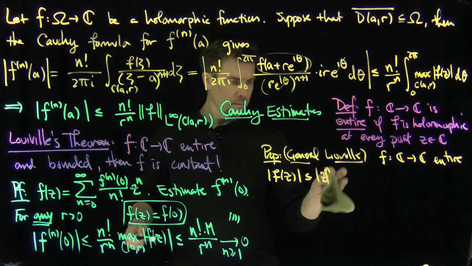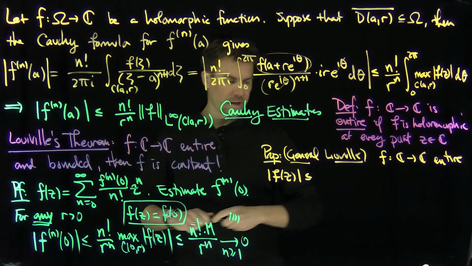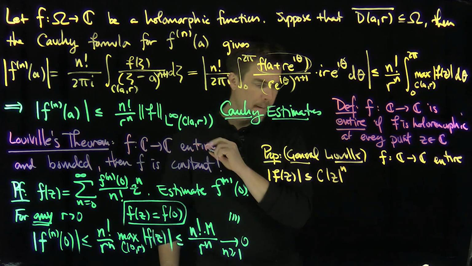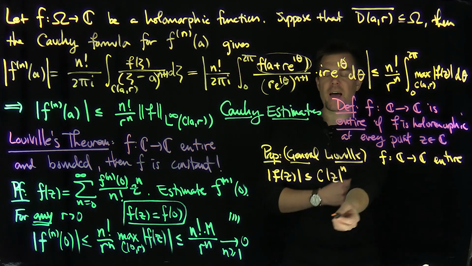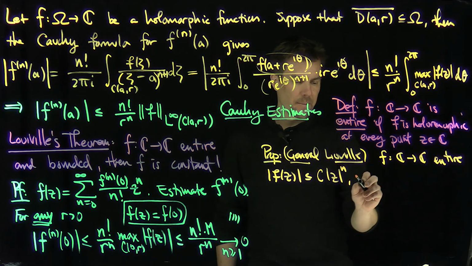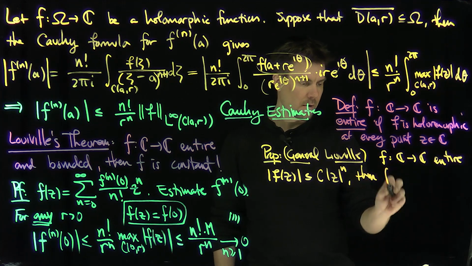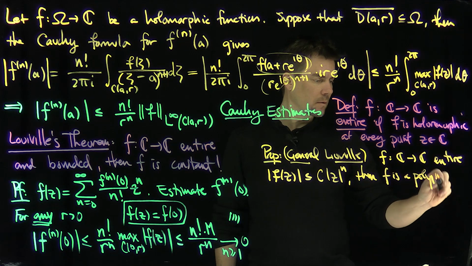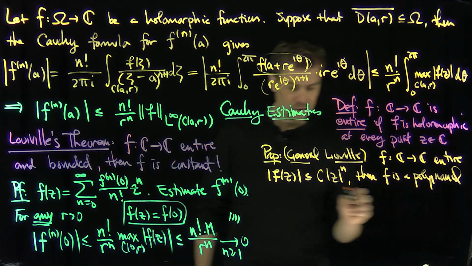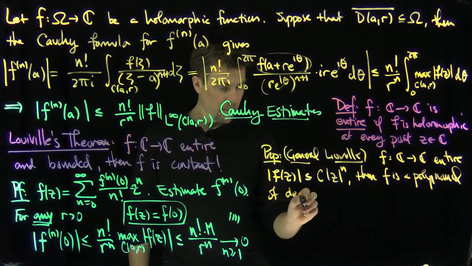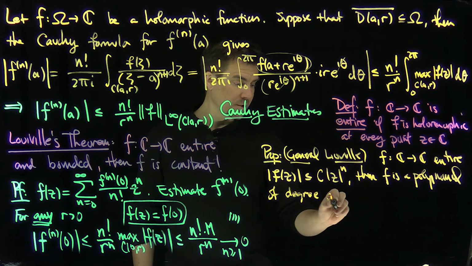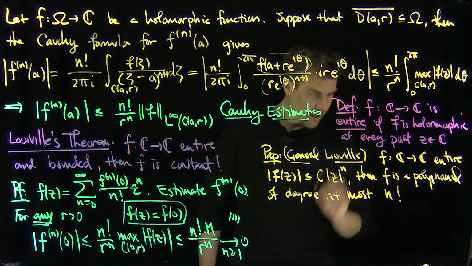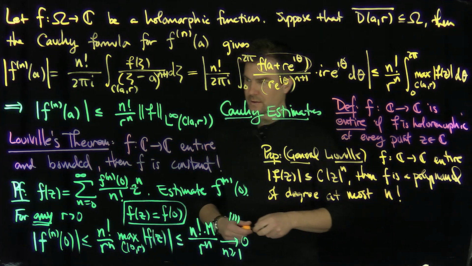In other words, I give you a bound. You can even put a constant if you want here: less than or equal to C times |z| to the power n. If it's bounded by the nth power of the modulus of z, then f is a polynomial of degree at most n. Okay? And the proof is exactly the same thing.